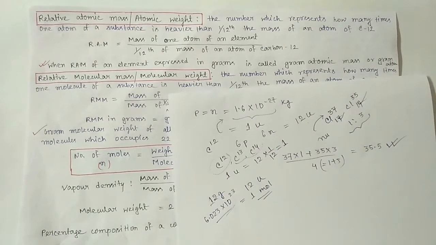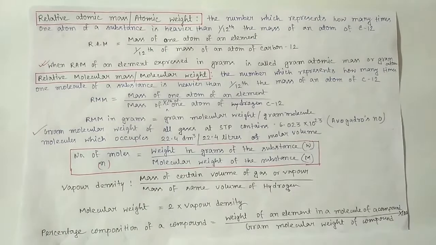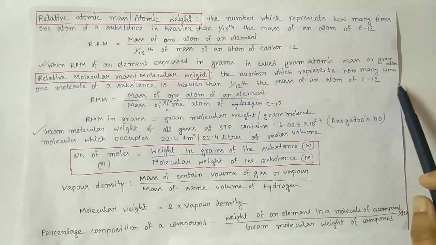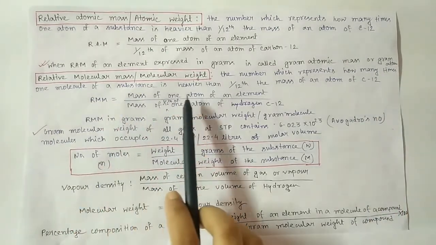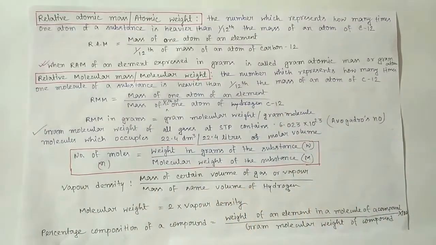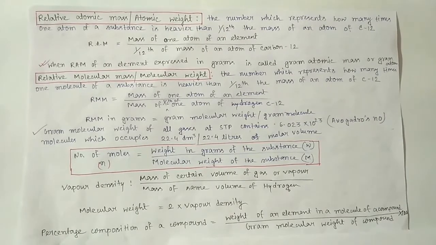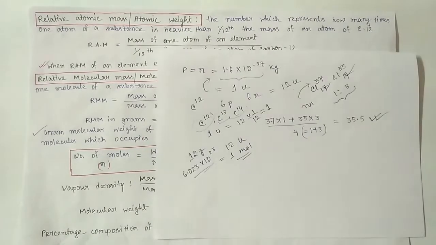Now move on to relative molecular mass or molecular weight, the number of which represents how many times one molecule of a substance is heavier than 1/12th of the mass of an atom of C12. So relative molecular mass can also be determined like relative atomic mass, but here the molecule plays a role, and we know that a molecule consists of atoms.